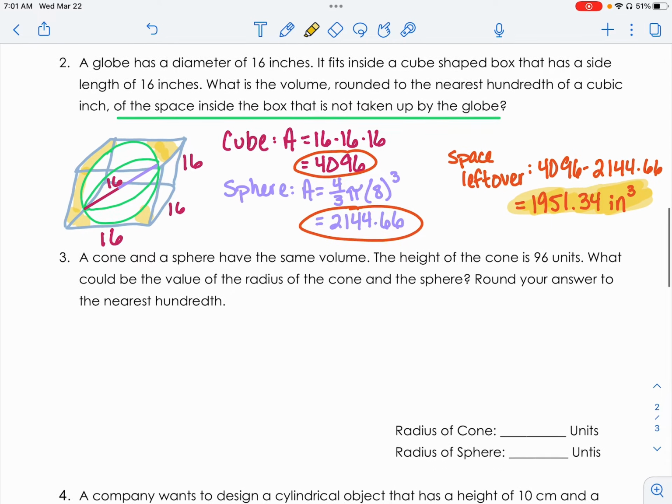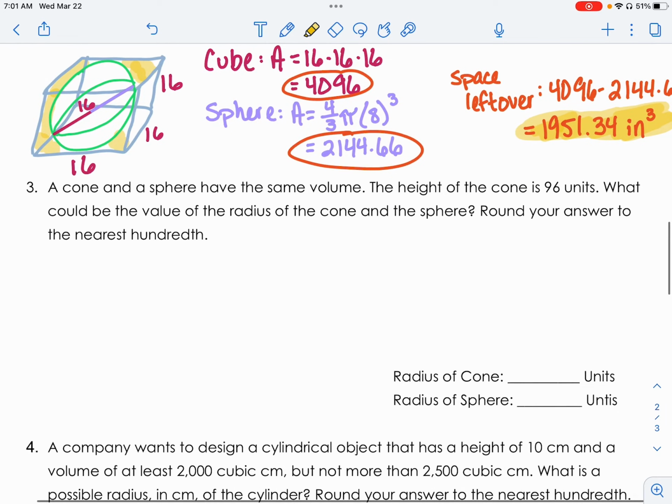All right, moving right along to our next problem. A cone and a sphere have the same volume. The height of the cone is 96 units. So what could be the value of the radius of the cone and the sphere? Round your answer to the nearest hundredth.